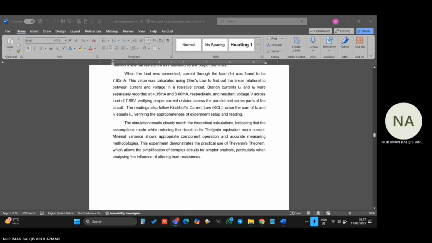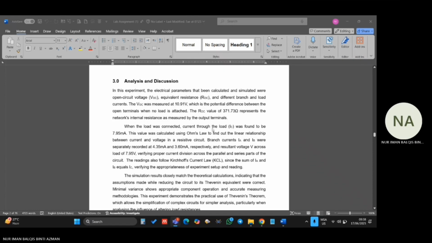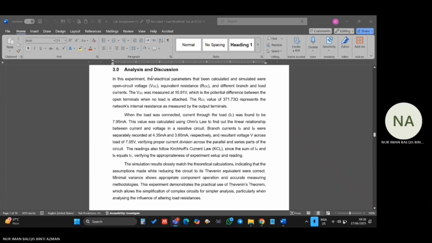Then we continue with the analysis and discussion. As we can see, our result is aligned with theoretical expectations based on Thevenin's theorem. The value of VOC reflects the maximum potential available at the terminals when no load is present, while ROC helps predict how the circuit responds to different loads. Once the load was connected, the current through the load matched the prediction using Ohm's law, showing a proper relationship between voltage, resistance, and current.